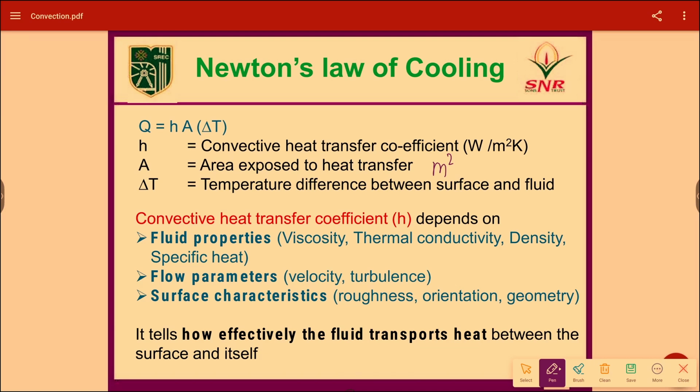So you can see H and Q are directly proportional. Higher the value of H, higher the value of Q. Area is directly proportional to Q. Higher the area, higher the value of Q. Higher the value of delta T, higher the value of Q. Normally the convection mode of heat transfer is very important while designing a cooling system for electronic components, or, as we are seeing now, battery management is playing a major role in electric vehicle design.